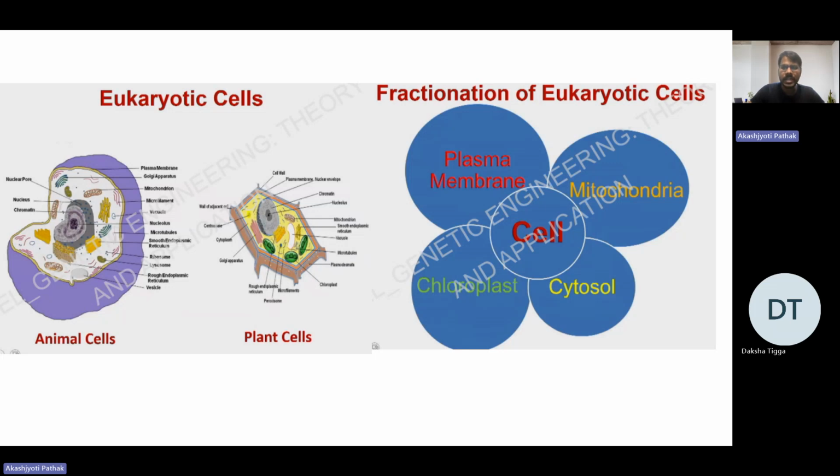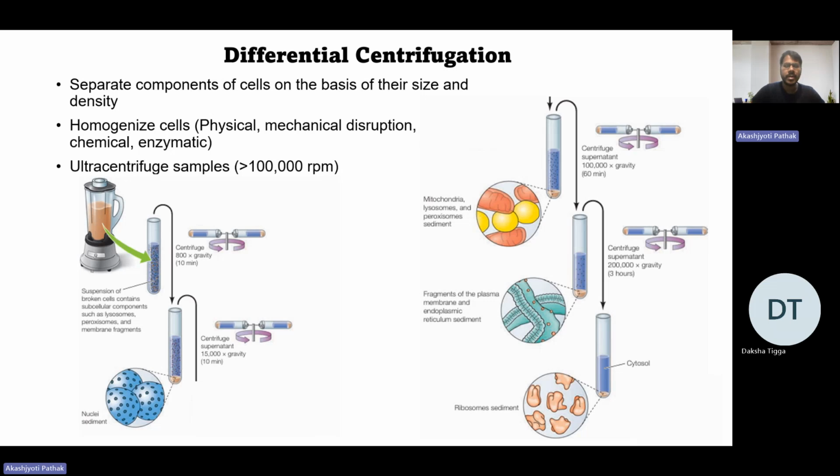So how can we do that? One technique is differential centrifugation, which we had covered. So remember this technique, differential centrifugation: it is a technique by which we can separate the components of the cell on the basis of their size and density.